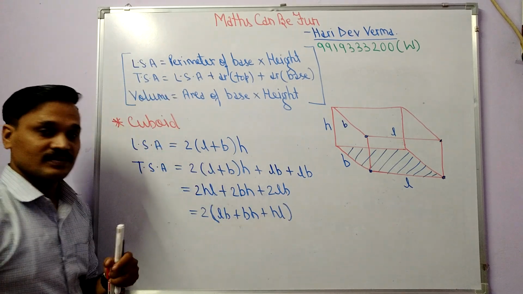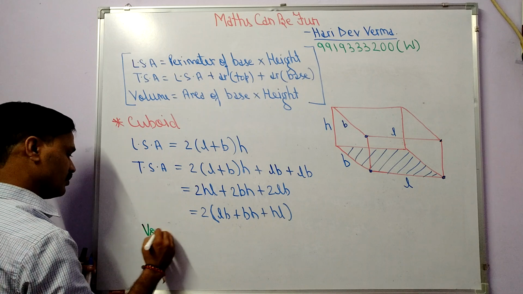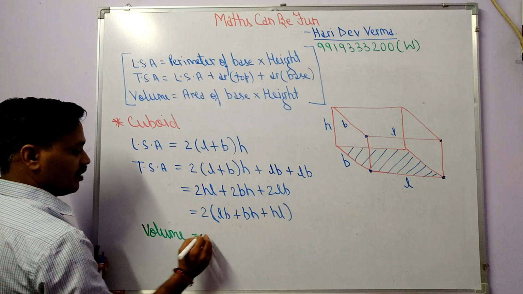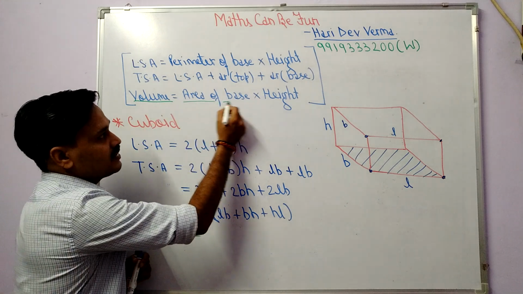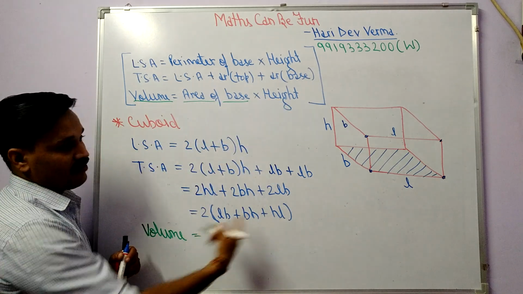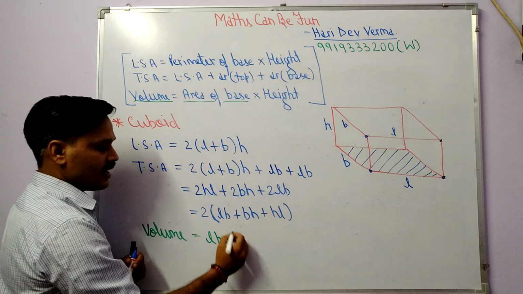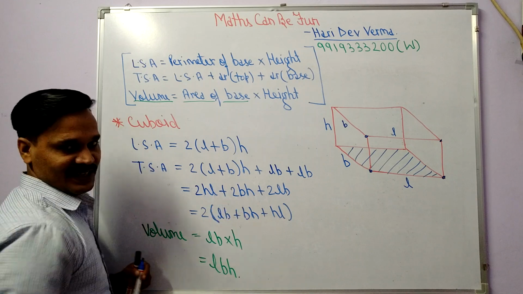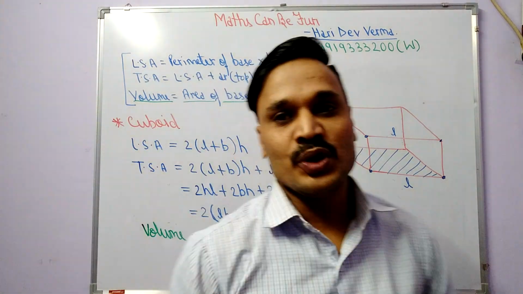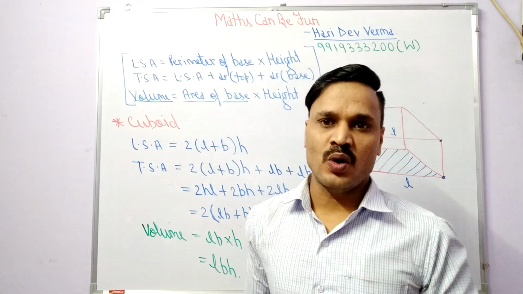Now volume of any solid, as I told, is area of base into height. So what is the area of base? L into B, and height is H. So volume is LBH. It's clear? I hope I'm able to clear the concept to all of you.